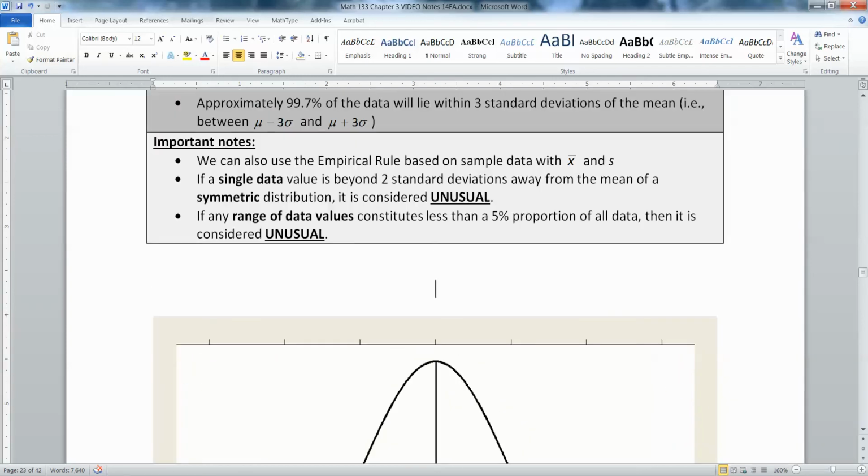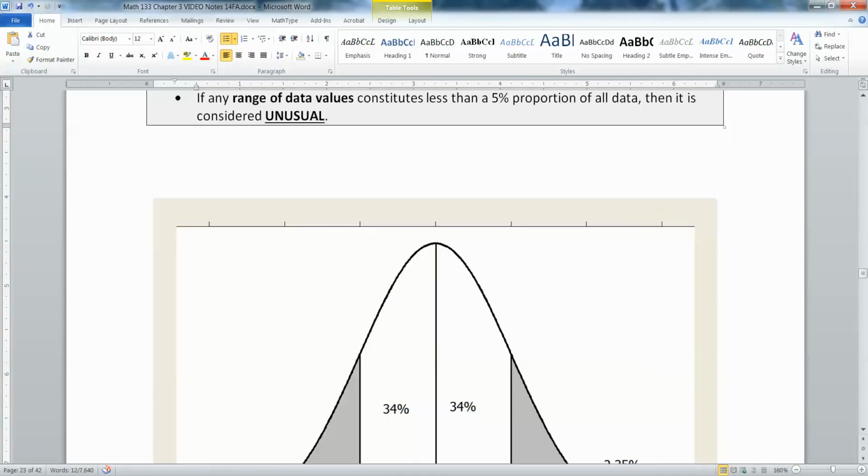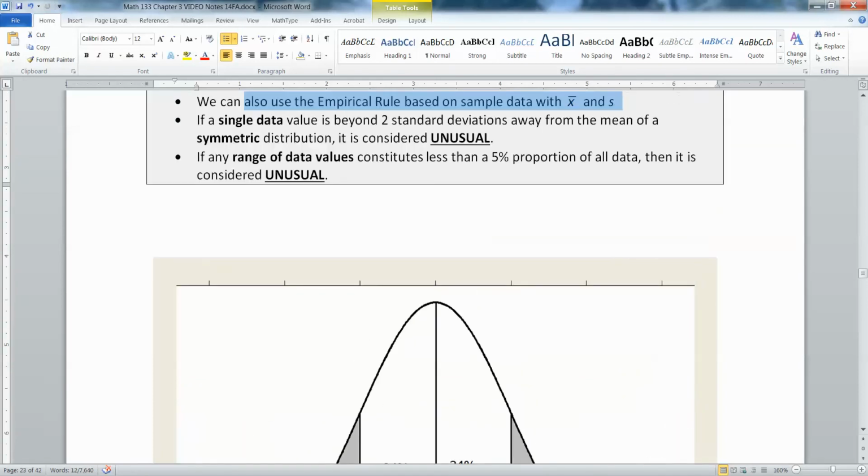Okay, so let's see what else we can say. Oh, you can also do the same kind of idea with X bar and S because it's a generic rule. So it's going to work as long as your data set is normal. If your data set is not making this bell-shaped thing, then you've got other issues.